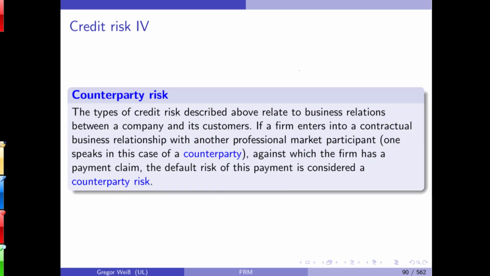Okay. Next, counterparty risk. You have to think of credit risk in a more general way. And if we generalize credit risk, it means counterparty risk. Counterparty risk is the risk that a counterparty in a business contract cannot or does not fulfill its obligations. In a sense, you are exposed to counterparty risk. You've entered university, you've paid a small fee, but still you've paid a small fee.